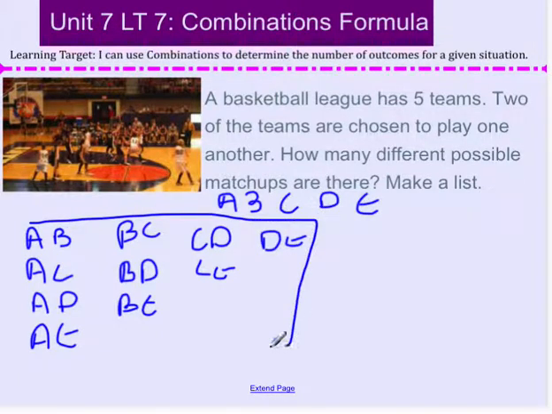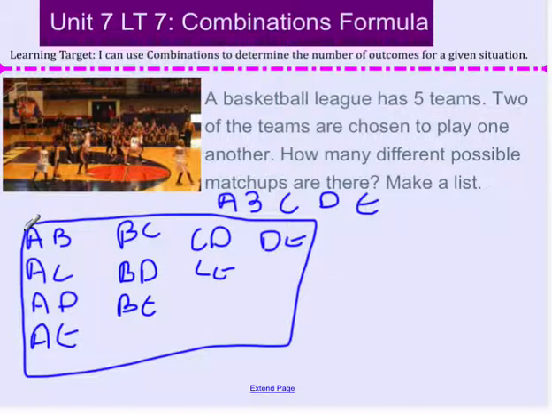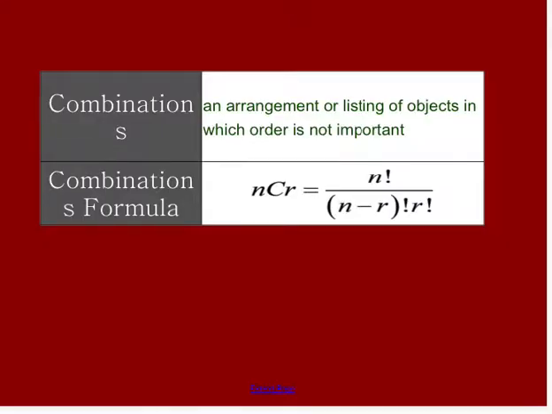So this right here represents all the different combinations of ways we can pick the teams. Now notice that word I used, combinations. That's what we're going to be talking about today, combinations and the combinations formula. Combinations is an arrangement or listing of objects where the order is not important. That's the biggest thing about this entire section: order doesn't matter.